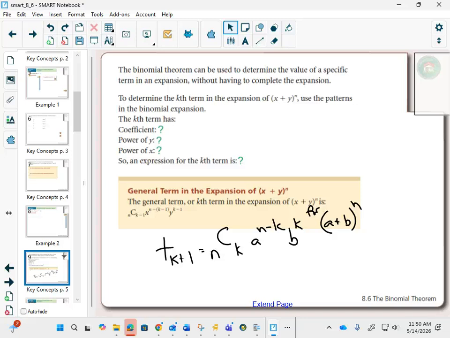Okay, questions for example 1. You can circle number 3 and 4. We'll do another one completely with an expansion.